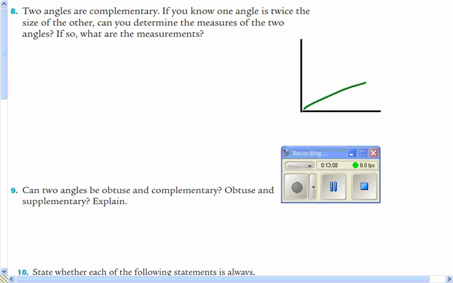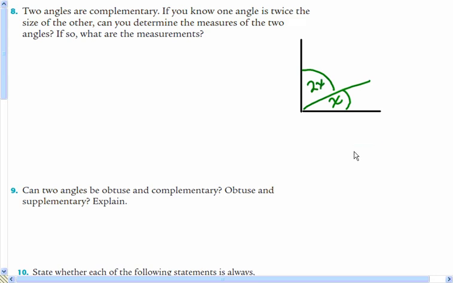So one of the angles is smaller than the other. In fact, it says that one angle is twice the size of the other. Let's just call one angle X. So the measure of this angle is X. That means the measure of this angle is twice as big as that, so we can call it 2 times X. So now, together we have 2X plus X has to equal 90 degrees.